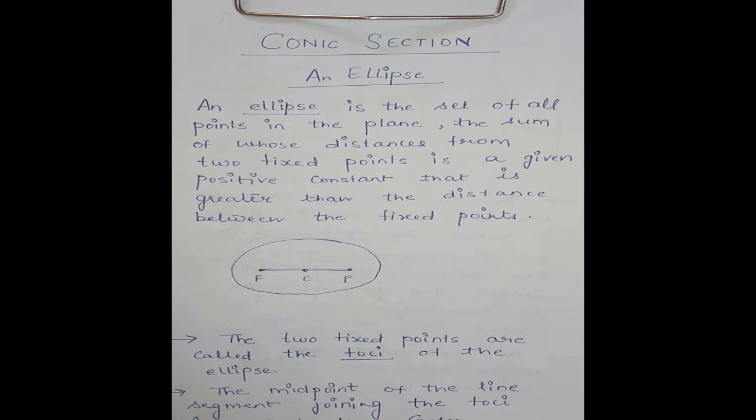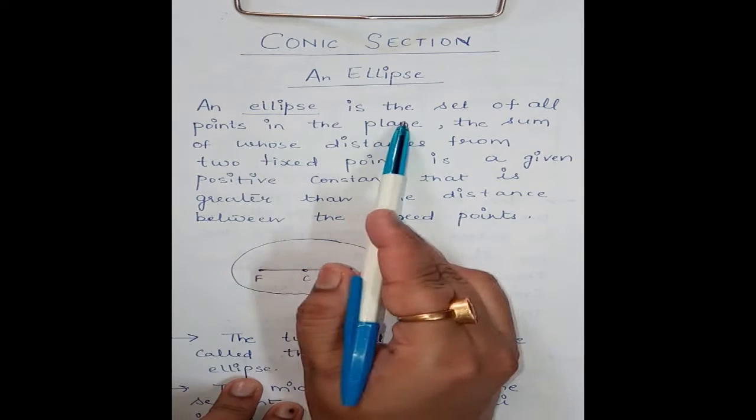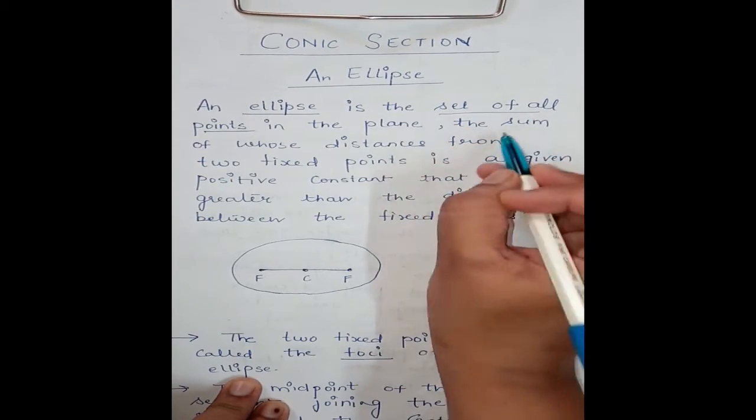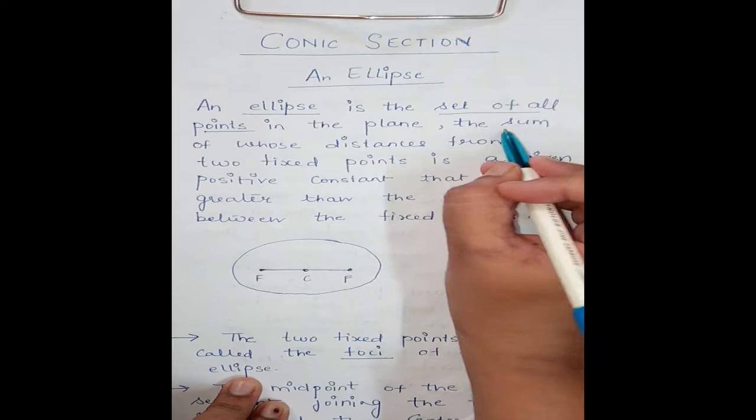Hello friends, in this video I am going to discuss about ellipse. Let us start. An ellipse is the set of all points in the plane, the sum of whose distances from two fixed points is a given positive constant that is greater than the distance between the fixed points.